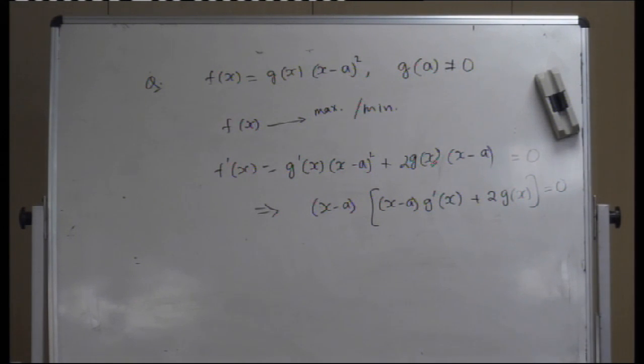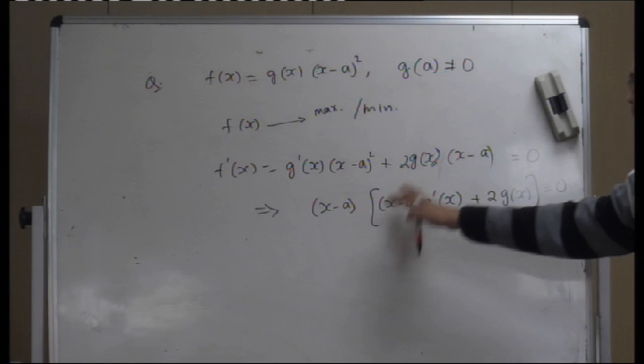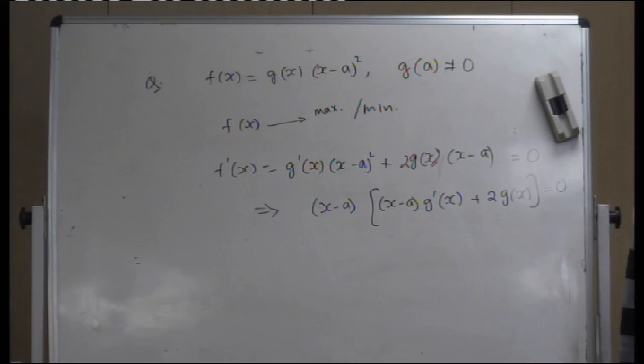So here there are again two conditions where the derivative would be 0. One is x equal to a, and another is this condition. Now let us see for x equal to a.